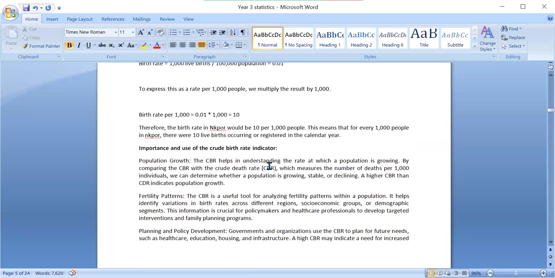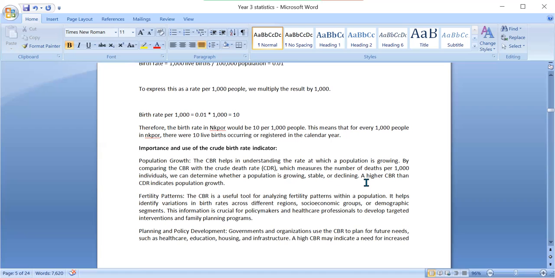Importance and use of the crude birth rate. It is used for population growth. The CBR helps in understanding the rate at which a population is growing. By comparing the CBR with the crude death rate, which measures the number of deaths per 1,000, we can determine whether a population is growing, stable, or declining. It helps us to determine what is known as the demographic transition stage.